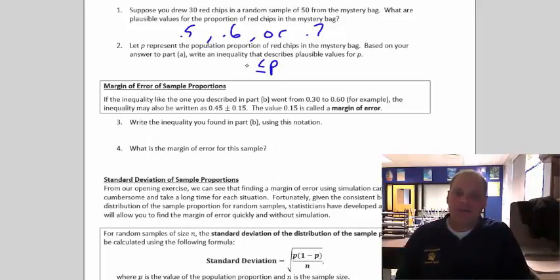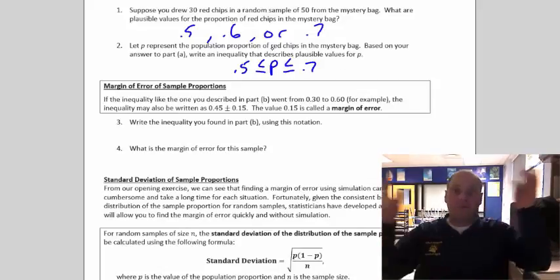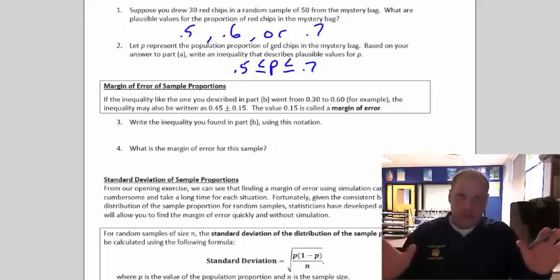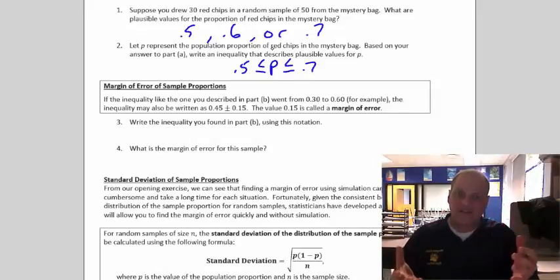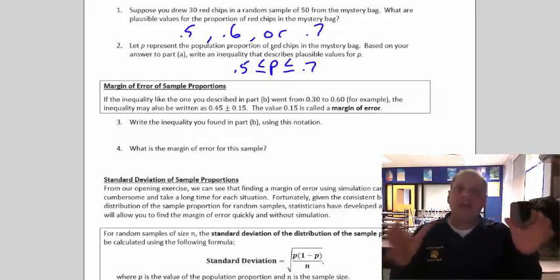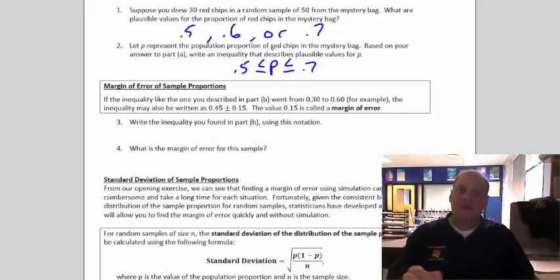We're just going to say P is greater than 0.5, less than 0.7. So we think the proportion of the population, now we don't know the population, we're using sampling to guess, we think it's between 50% and 70% based on the fact that we drew 30 red chips and looking at the data on the front page. So that's an inequality.